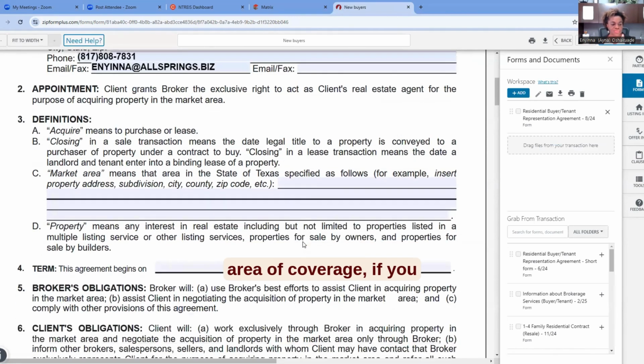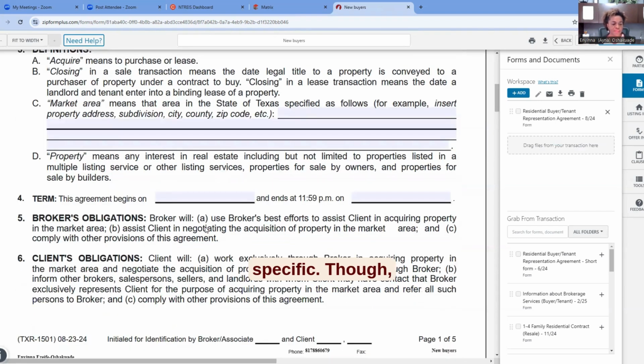The area of coverage, if you want, you could put in your usual area of coverage and make it wide, make it Tarrant County or Dallas County or whatever county where you're at. And you could even say Dallas and surrounding counties, whatever your service coverage is. Again, this is Texas specific. Though even in a different state, you probably have similarities between some of these forms. Term would be when your agreement starts and when it ends.